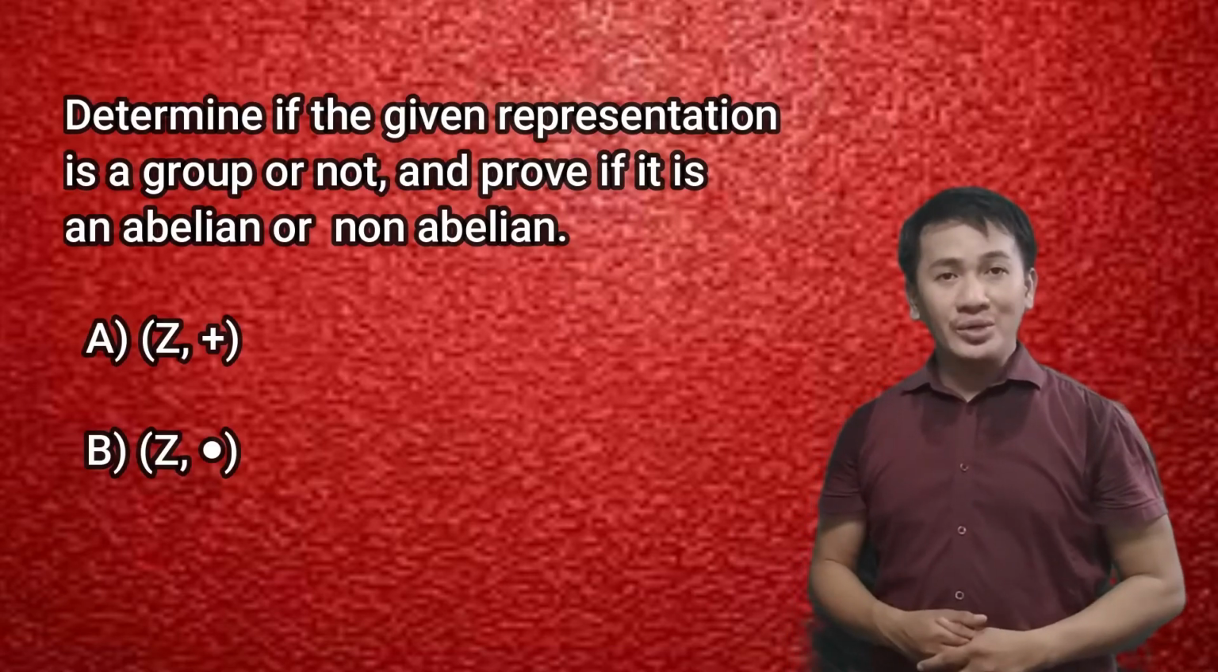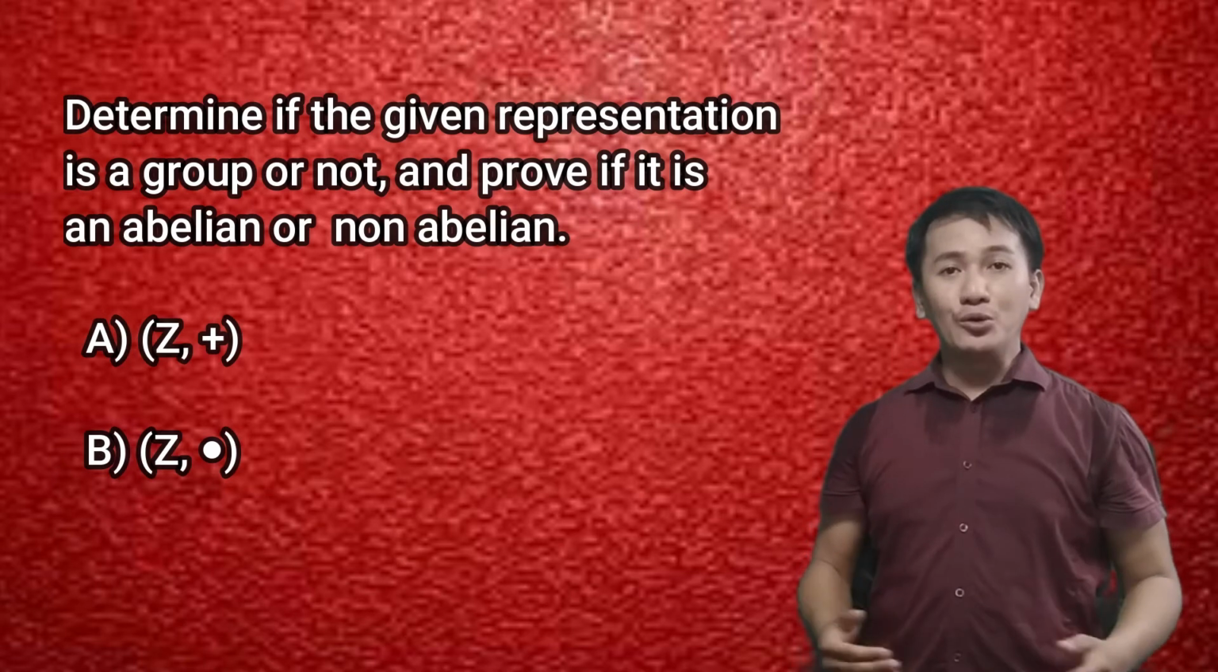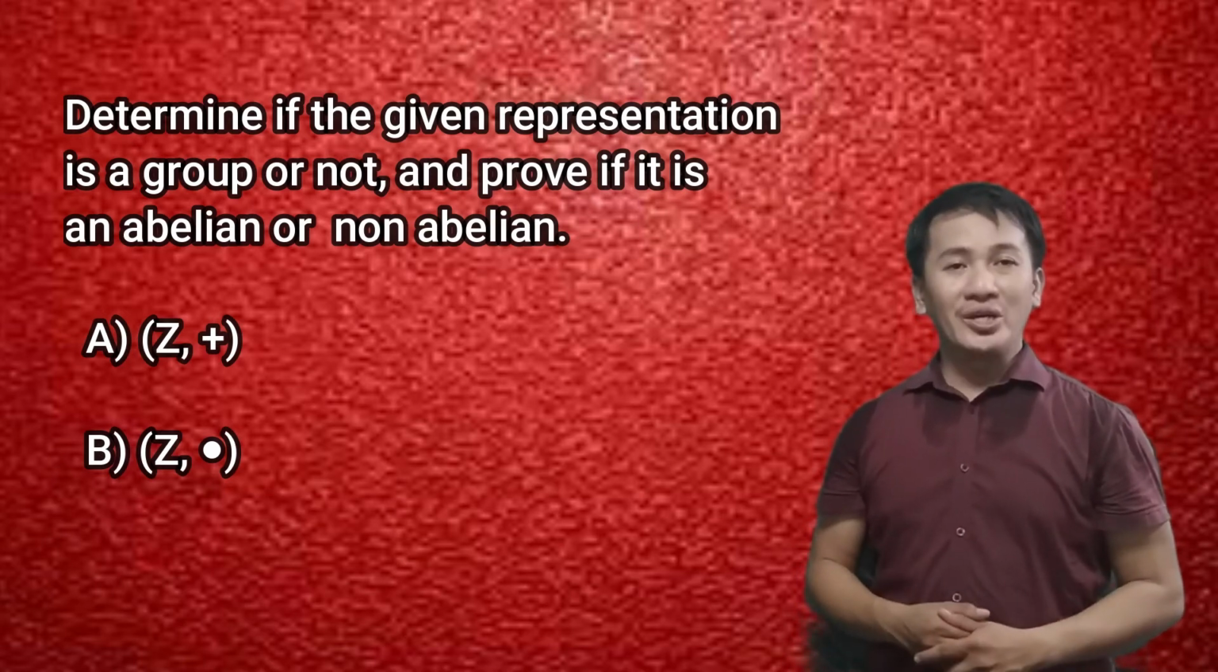Since we already know the definition of a group and the abelian group, now let's take a look at some examples. Determine if the following are groups or not, and prove if it is an abelian or non-abelian. For the first example, suppose we have integers under addition. Is this a group?